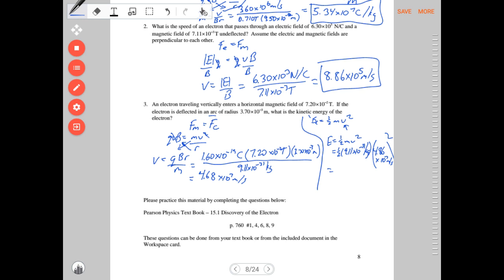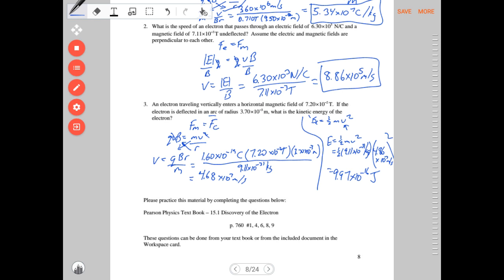Now, when you type that in, you end up with 9.97 times 10 to the negative 16 joules. I know that doesn't seem like a lot of energy, but to something as small as an electron, that is huge. Okay, awesome. So there is section 1.